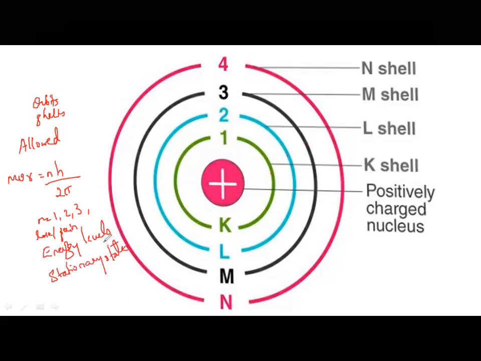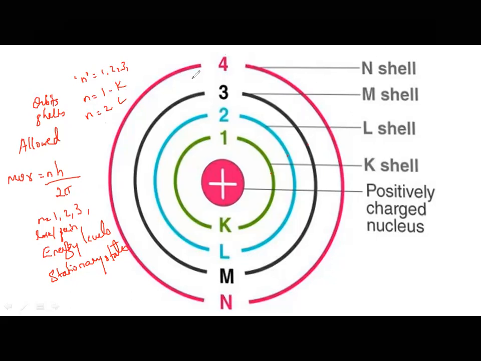The orbits are also called stationary states, and these energy levels are denoted by the principal quantum number. I'll tell you what the principal quantum number is. Right now, understand it is denoted by n, where n stands for 1, 2, 3, 4. The shell nearest to the nucleus is numbered 1, and as you move away from the nucleus we go on numbering 1, 2, 3, 4 and so on. Or n equal to 1 shell is denoted by the symbol K, the second shell by L, the third shell by M, the fourth shell by N, and so on. So this is the positively charged nucleus, and we have K, L, M, N shells.